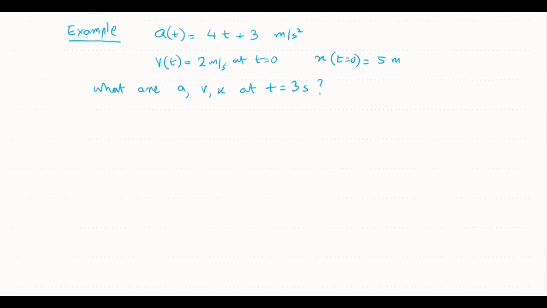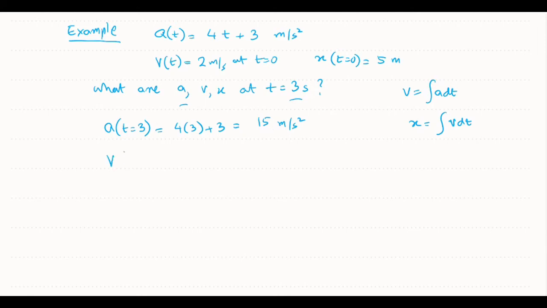We know that the velocity is the integral of a dt, and the position is the integral of v dt. So we can first solve for a at 3 seconds just by plugging in the value of t. It becomes 4 times 3 plus 3, that becomes 15 meters per second squared. So that's the first answer.